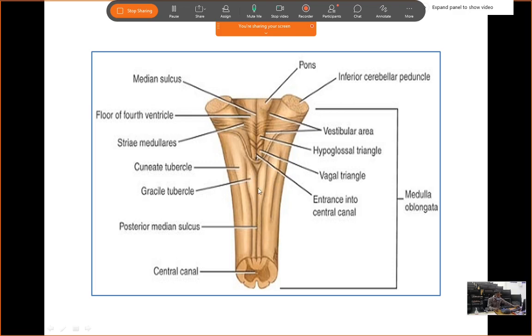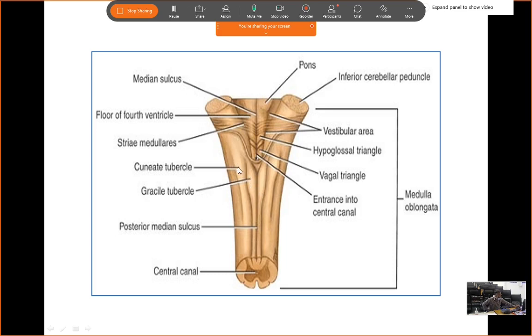Now why this elevation? Here is a bundle, and suddenly there is a tubercle, because here we are having a nucleus. All the fibers will relay here. That is your secondary fibers. From the spinal cord, sensory fibers will run upward, then they will relay here. From here, the second order neuron will go to the thalamus or hypothalamus and to the higher centers. So this is our gracile tubercle, cuneate tubercle.